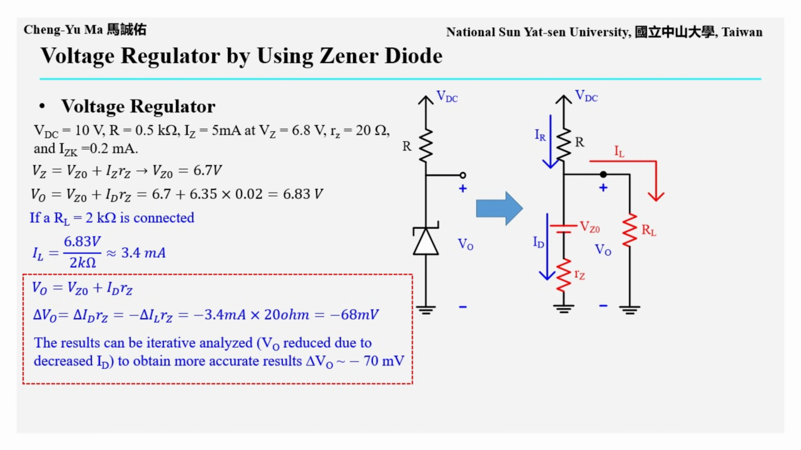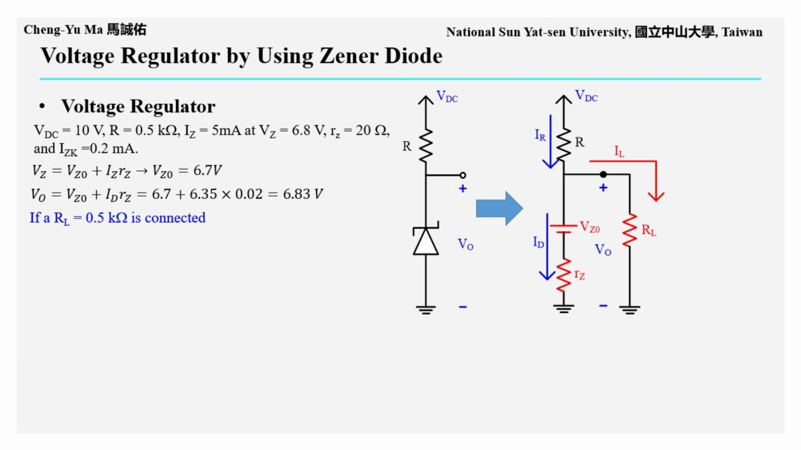Therefore, because the load current IL flows out, the output voltage changes by approximately negative 3.4 milliamps times 20 ohms, which is negative 68 millivolts. This is an approximate result. To obtain a more accurate result, we can use iteration. Based on the first approximate value of IL, we adjust the reduced diode current ID, then update the reduced output voltage VO. After that, we recalculate the new resistor current IR and load current IL. After 2 rounds of correction, the result settles, and the difference from the no-load output voltage is about negative 70 millivolts, which is very close to the previous approximation.